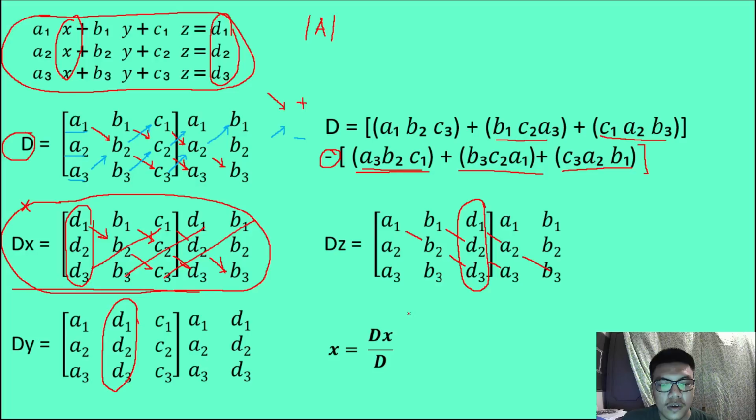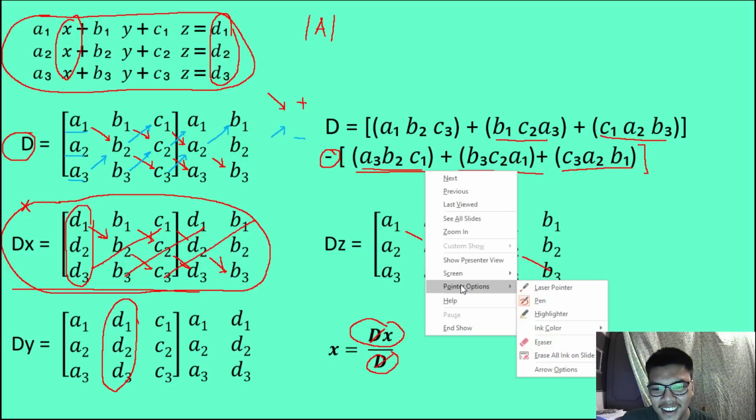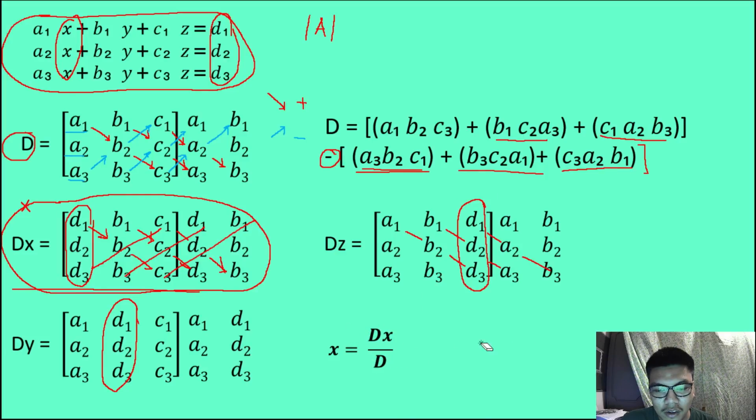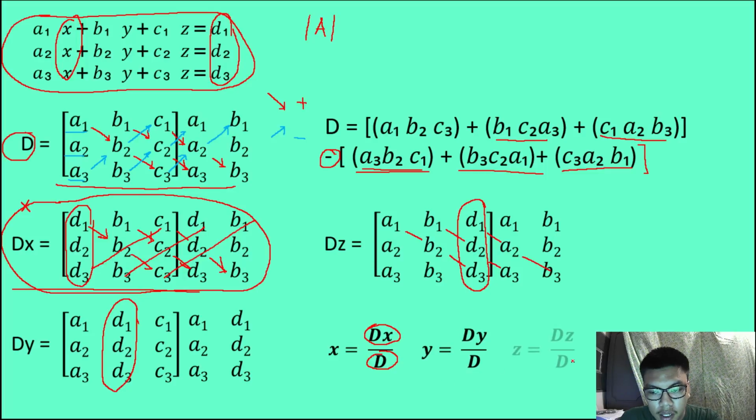Okay? Then, to solve for x, ito, hindi ito yung katulad ng ano, no? Yung alam natin sa algebra na dx over d, cancel d. Hindi ganun yan, ha? Okay? So, ibig sabihin yan, yung determinant natin ng matrix na pinalitan, which is dx, you divide that with the determinant of this matrix, ano? Yung coefficient matrix natin. You get the value of x. Okay? So, for y, dy over d, and dz over d rin, that is equal to z.